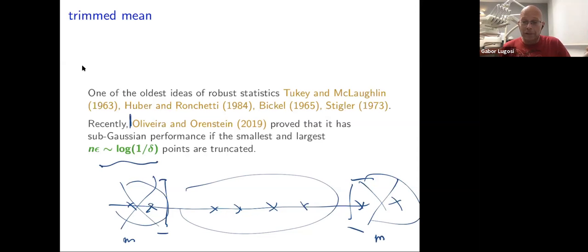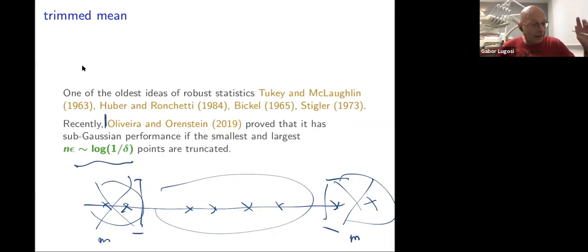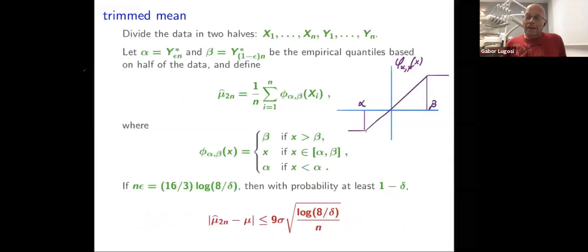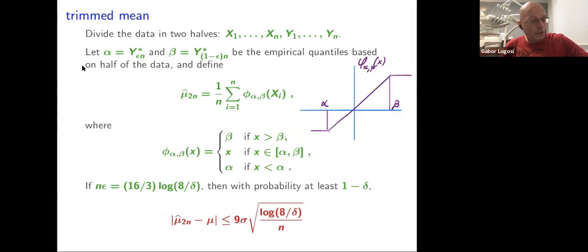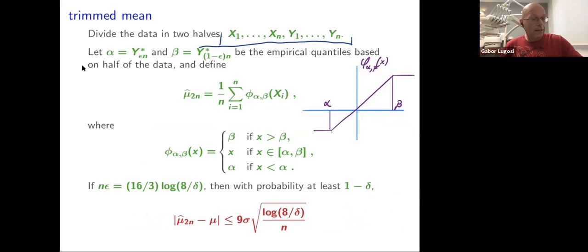Let me explain why this is true. I will explain it for a slightly more complicated estimator, but the proof is simpler for this one. This is a two-step estimator, and what we do is divide the data into two halves. So x1 to xn is one half, and y1 to yn is the other half. So we have two n IID data sets. I denote them differently so that we know they come in different stages.